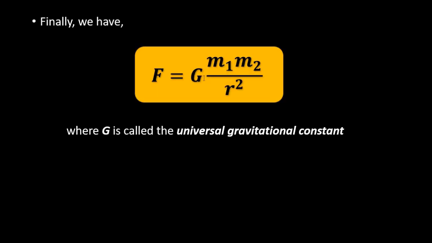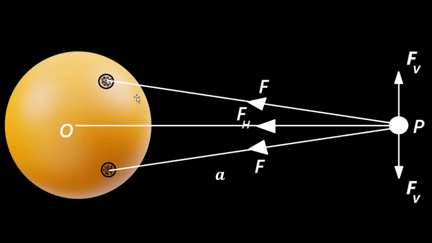The explanation is that the vertical components of the different forces acting due to various small portions of the sphere cancel out each other, and the horizontal components get summed together. This is the reason. I have discussed this in detail in the shell theorem video, so I am not going into that in detail.